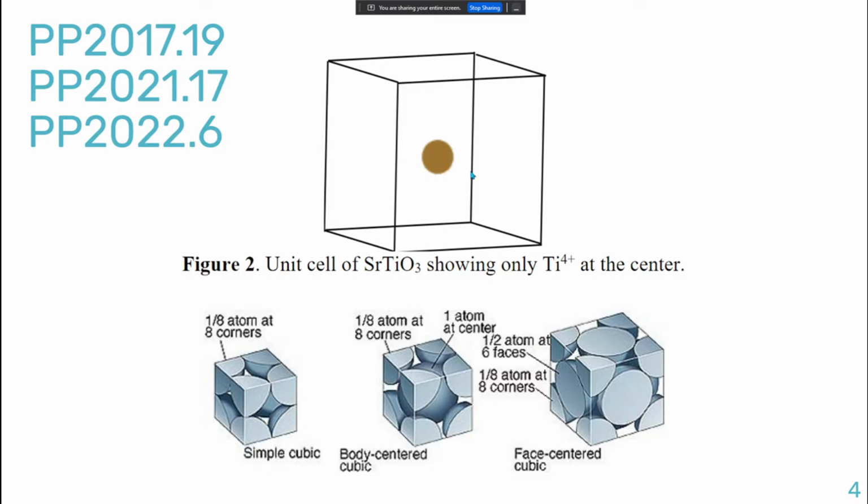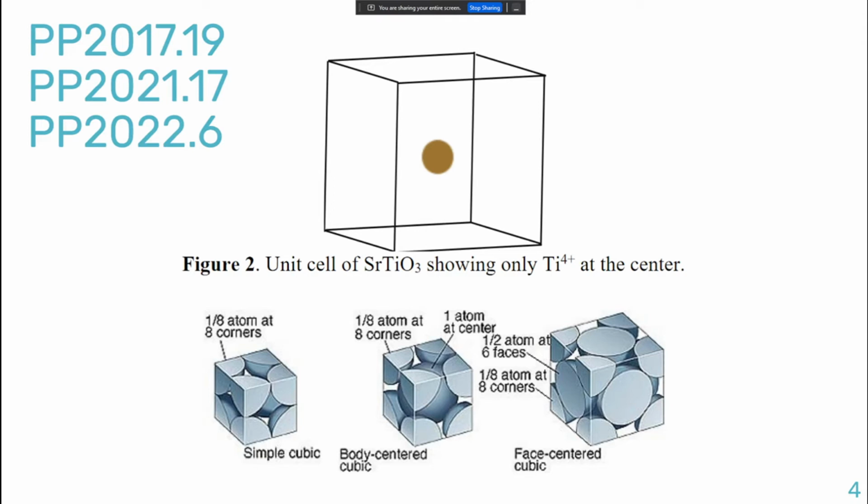But if you put oxygen atoms in the middle of each face, then what would be the coordination of titanium? Octahedral, right? And that is actually chemically correct. So in this problem, we must put oxygens in the middle of each face, and then we put strontium here in the corner, which actually means that it will have a place in a cubic hole.